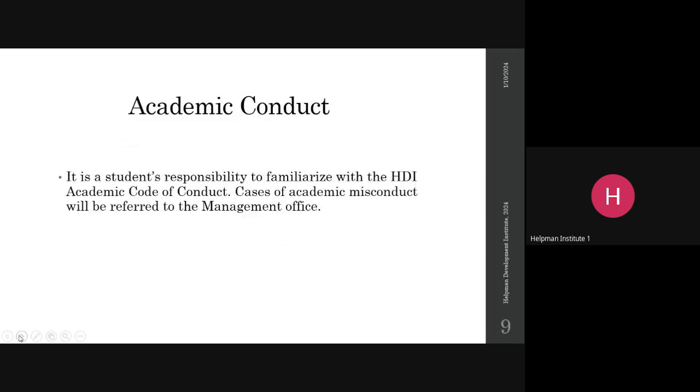Academic conduct: it is the student's responsibility to familiarize themselves with the HDI Academic Code of Conduct. Cases of academic misconduct will be referred to the management office.